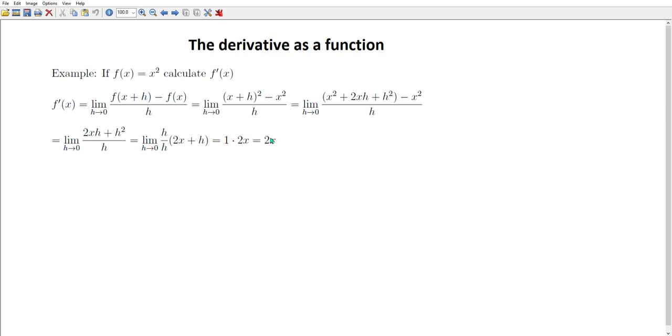Now the advantage of this calculation is that we've done it once, we don't ever have to do it again. We now know that if our function is x squared, its derivative is 2x.